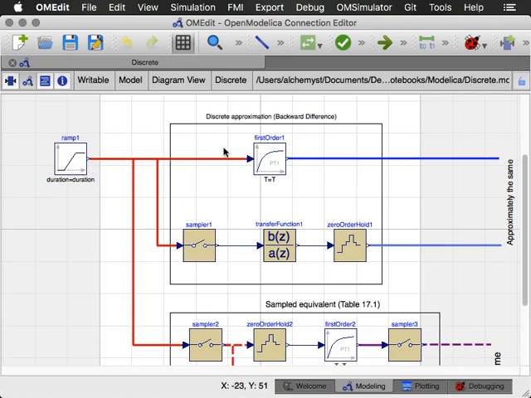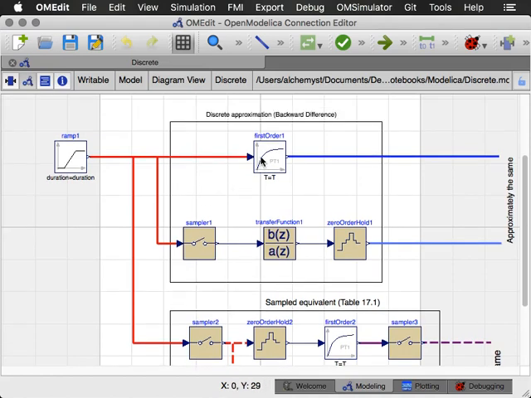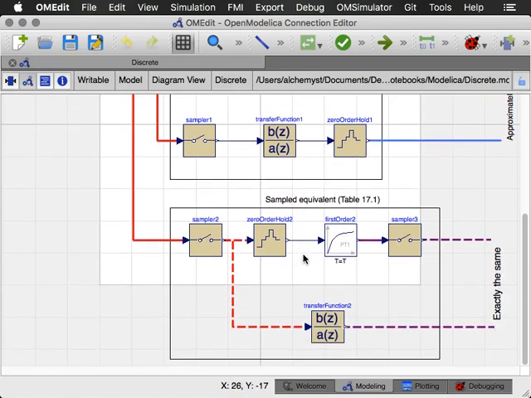We're taking that system. I've used a bit of a convention here: I've made the continuous signals continuous lines and the discrete signals dashed lines so that we can tell the difference. On this diagram, this is just my own convention. It's not a standard convention. And we can see that we have two different kinds of problems. So we have an approximation problem, and we have the problem of finding a sampled equivalent.